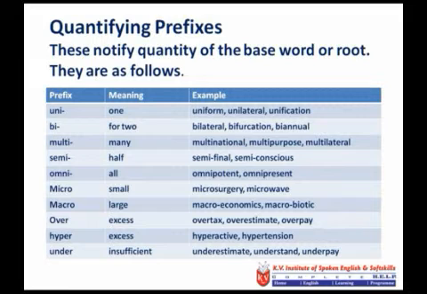Micro. Micro means small: microsurgery, microwave, microchip. Macro. Macro means large: macroeconomics, macrobiotic. Over means excess: overtax, overestimate, overpay. Now let's see hyper. Hyper means excess: hyperactive, hypertension are some of the words. Under. Under means insufficient: underestimate, understand, undermine, underpay are some of the words.